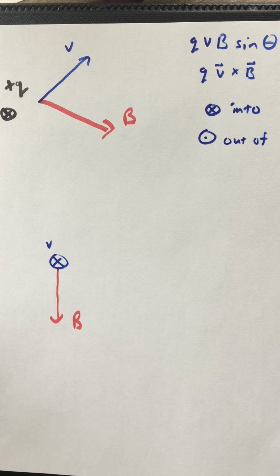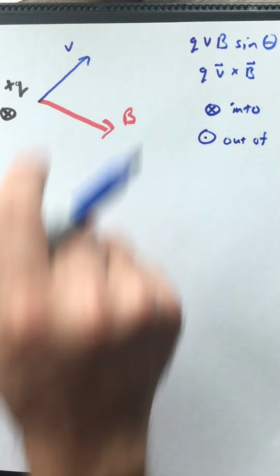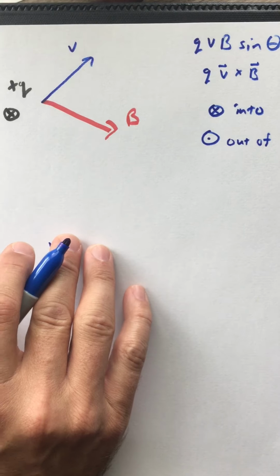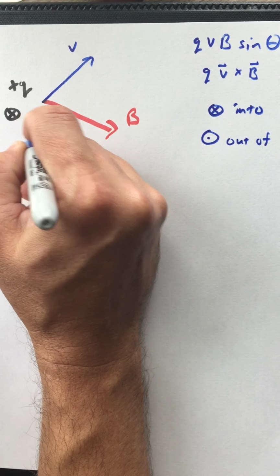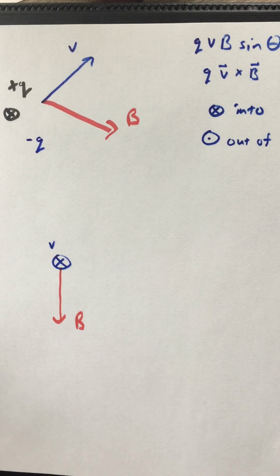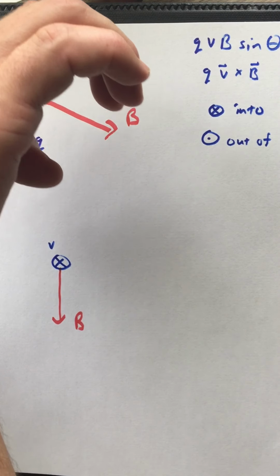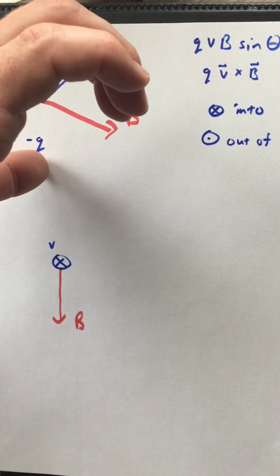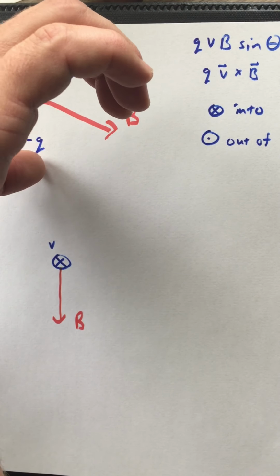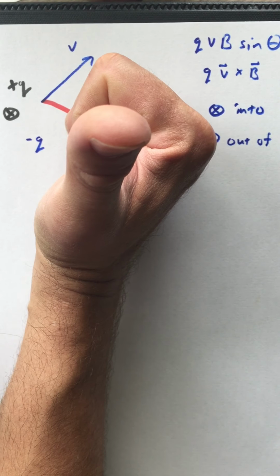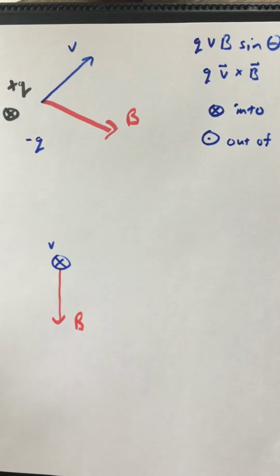If, however, I find that my charge is negative, for some negative Q, go through the same process: fingers in the direction of v, curl them towards b, stick out my thumb, check the sign of my charge. Oh, it's negative now. Invert my hand, and now I get the thumb coming out of the page.